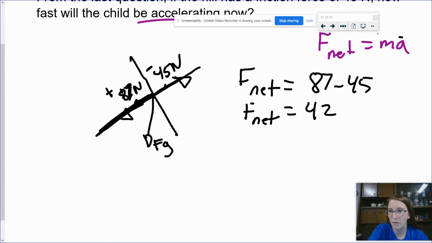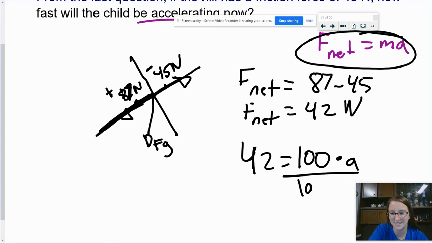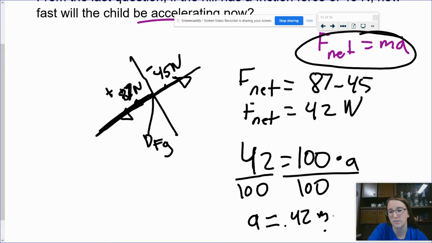So now we plug in our net force is 42 newtons. The mass is still 100 kilograms from that kid. And we're trying to find how fast he's going to go now. He's going to go even slower, this poor kid. This is an acceleration of 0.42 meters per second squared.